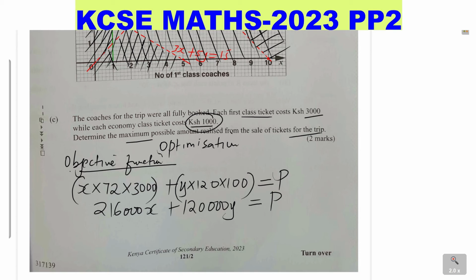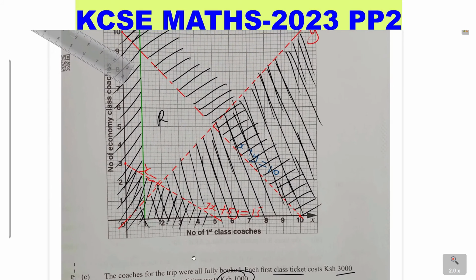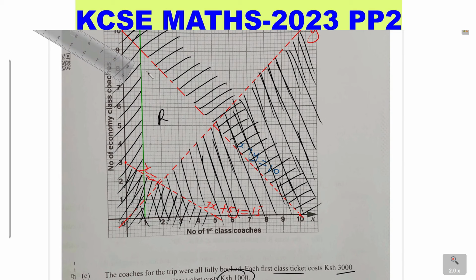After doing that, now we have the objective function. This is what you're going to use to get the maximum possible or the minimum possible amount. And where do we get that amount? We get it from the required region. This region that we have obtained here, the unshaded region, is where we are going to get the number of economy coaches and the number of first class coaches that are going to give us the minimum or maximum profit.